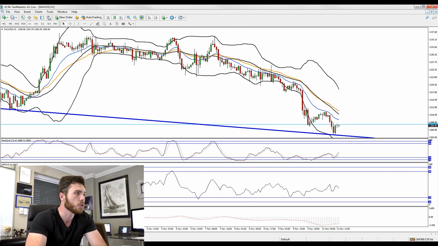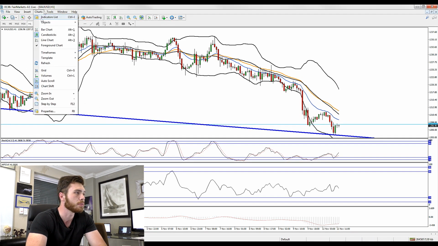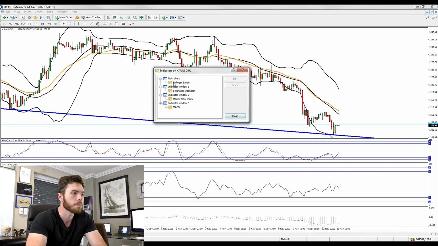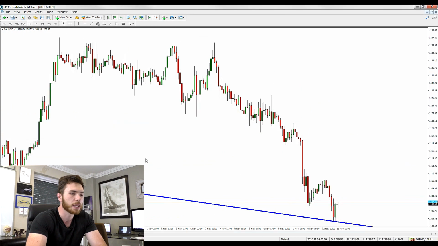So I'm actually going to show you right now. I'm just going to take off all these indicators. You can see there's quite a few, and I'm just going to be deleting all of them. This just makes it as simple as possible for me to have a simple chart up.